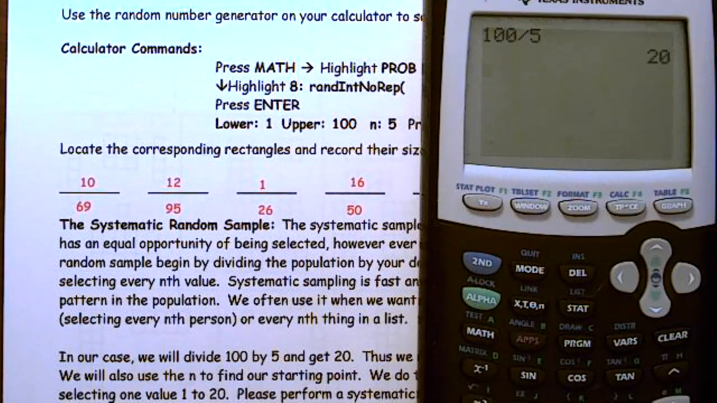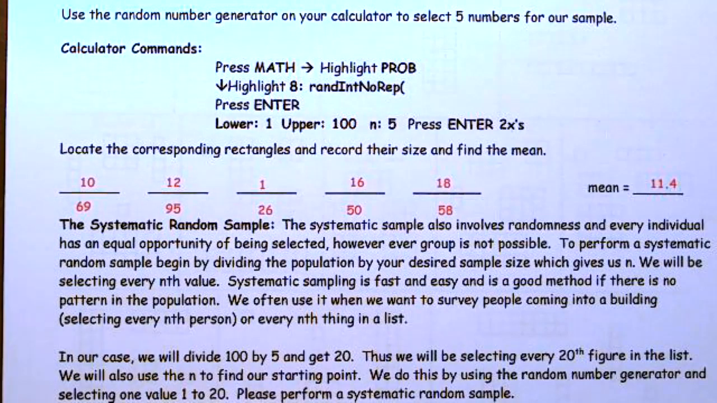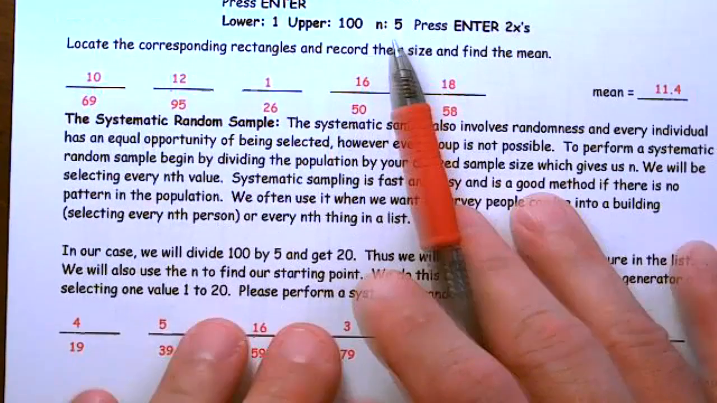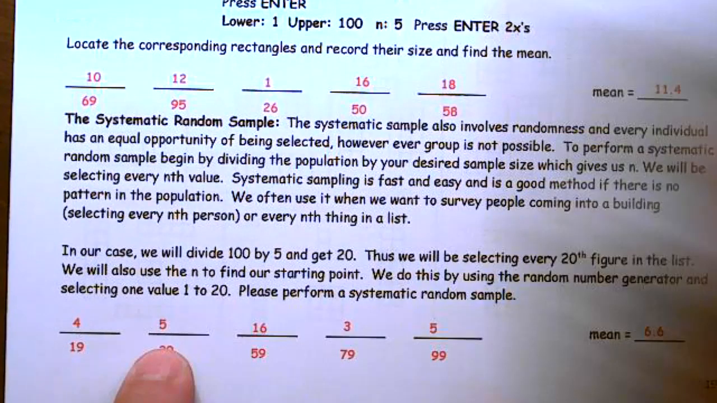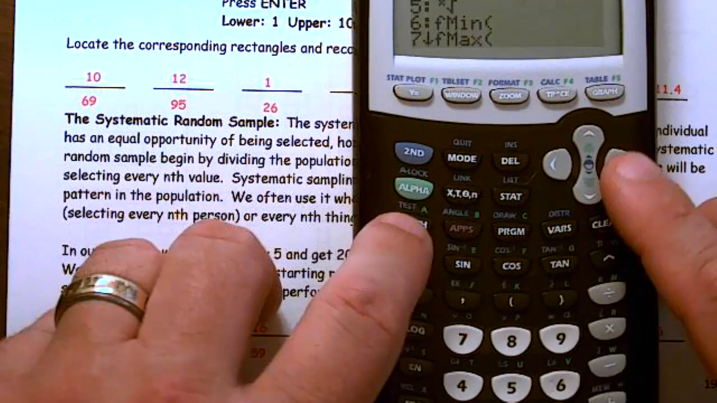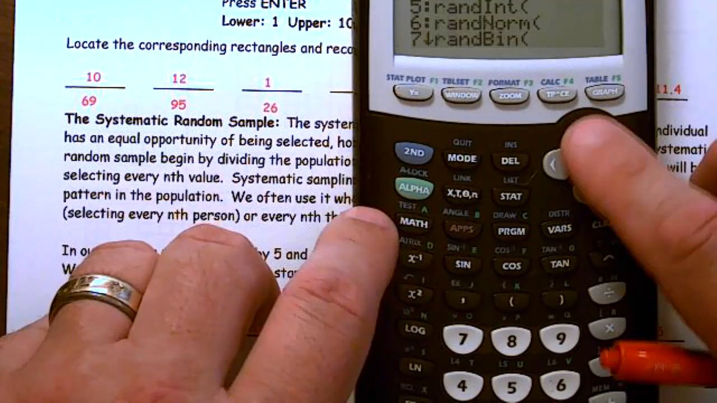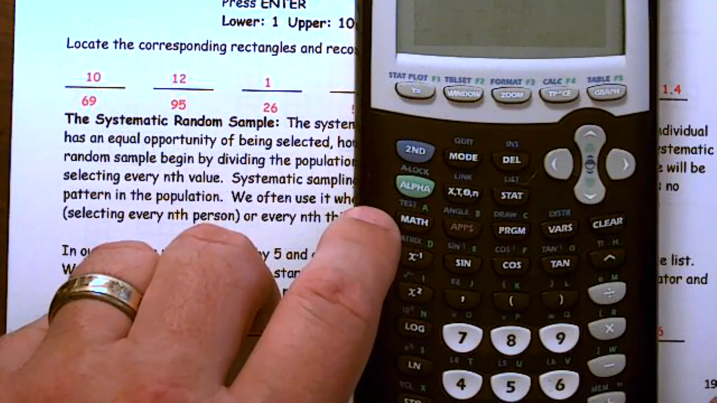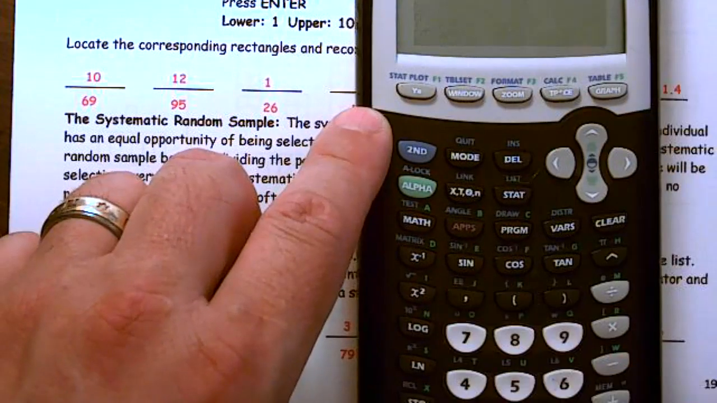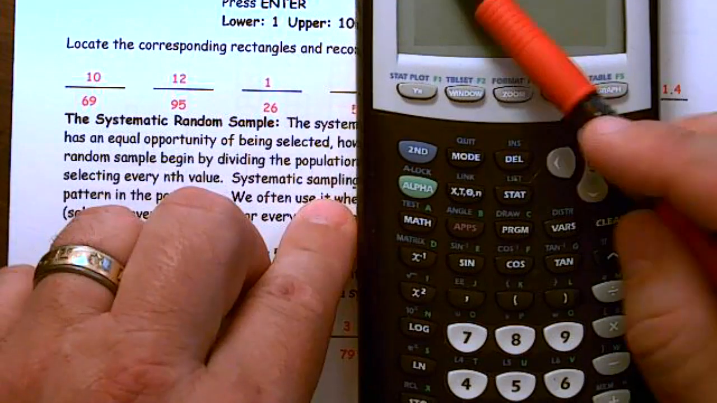So I get 20. So now that is going to be 1 through 20 will be what I do with a random number generator. The first time I did a 1 through 100, but now I'm going to run it with 1 through 20. So when I did a 1 through 20, and I'll just show you how to do it real quickly. Math, probability, number 8, random integer, no repeats, 1, 20, and this time I got 14.